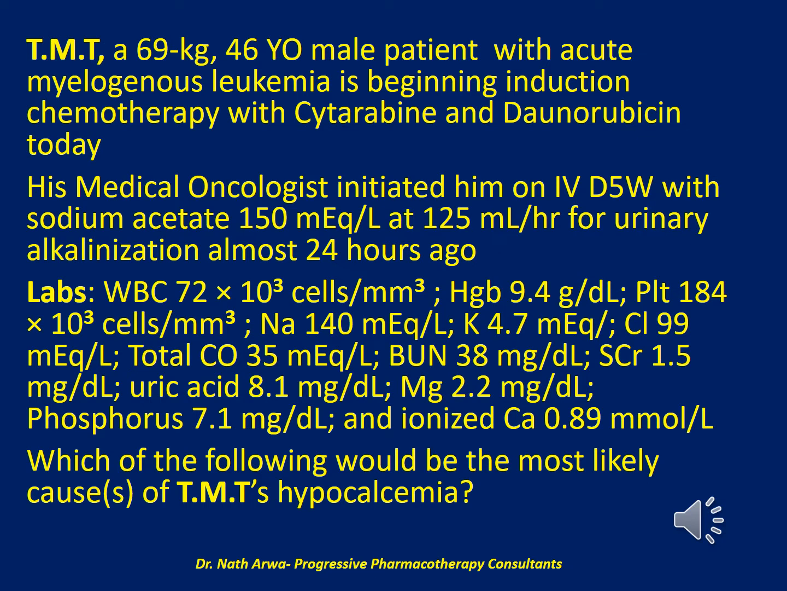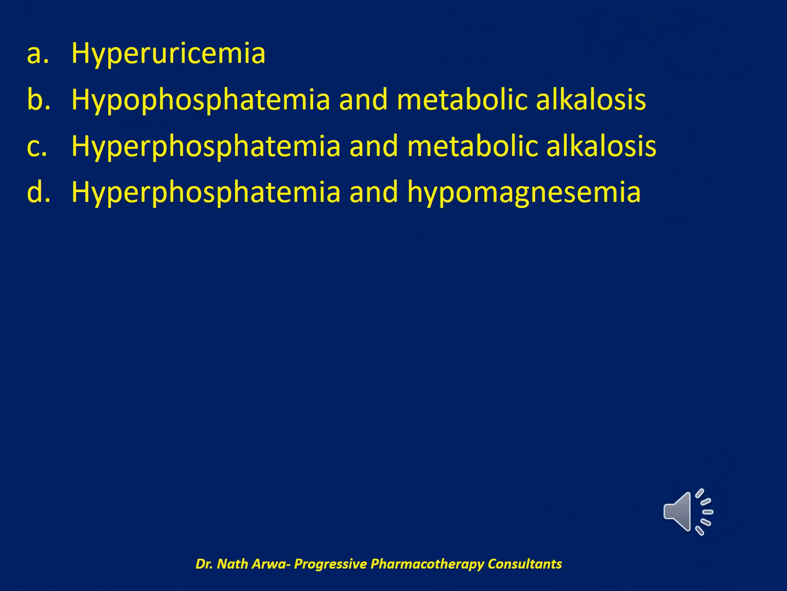So my question to you is, which of the following would be the most likely causes of TMT's hypercalcemia? Would it be A. hyperuricemia, or B. hypophosphatemia and metabolic alkalosis, or C. hyperphosphatemia and metabolic alkalosis? Or would it be D. hyperphosphatemia and hypomagnesemia? I will give you 10 seconds to choose the correct answer to this question from the listed options.